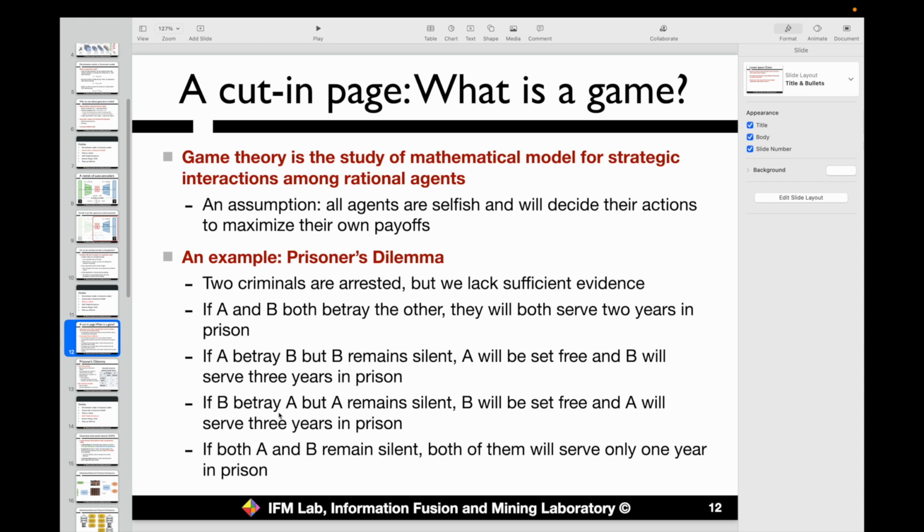On the other hand, if B betrays A and A remains silent, B will be set free and A will be in prison for 3 years. Another case is that if both A and B remain silent, then both of them will be serving only 1 year in the prison. So, you can play the game with your friends. Maybe you can form a team to play this together. Then you may imagine what will be the final result. So remember, we have the assumption all the agents are selfish and they will decide the action to maximize their own payoffs, right? Then you can see what will be the potential result.